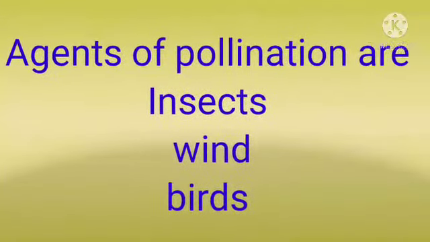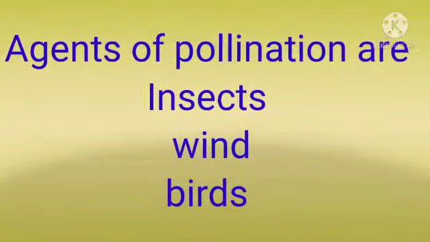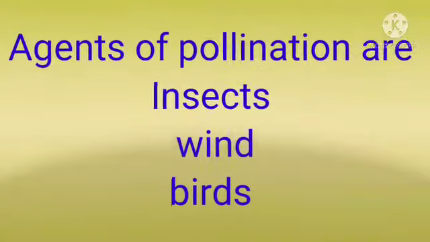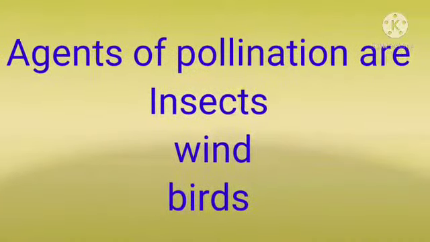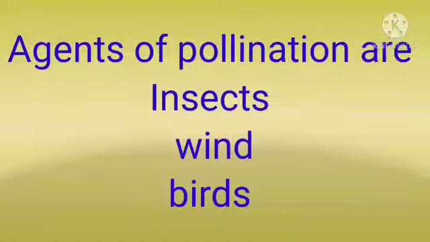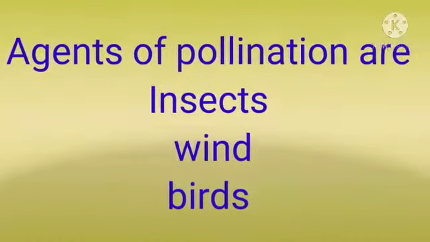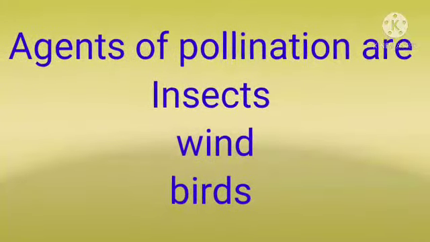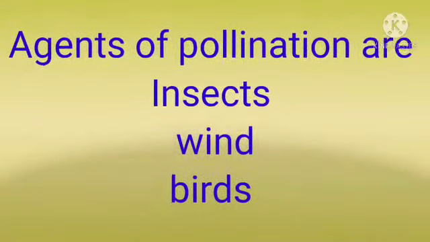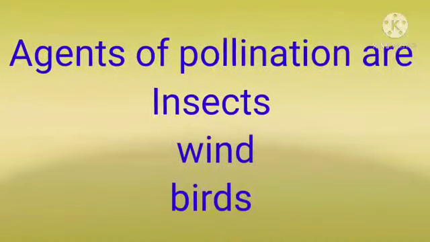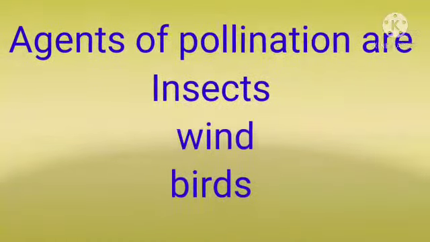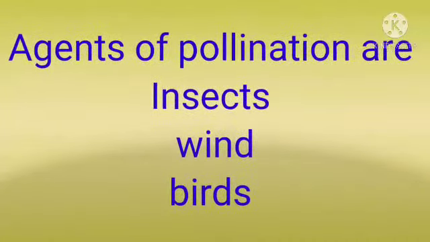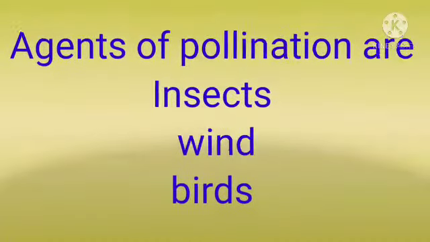Now we have birds. You know your birds, right? Birds are animals that have wings and fly. Birds can transport pollen grains from one flower to another when they are trying to feed on the flower, so the pollen grains stick to their body. When they go to another flower, they deposit those pollen grains. So those are the ways pollination is carried out by these agents.